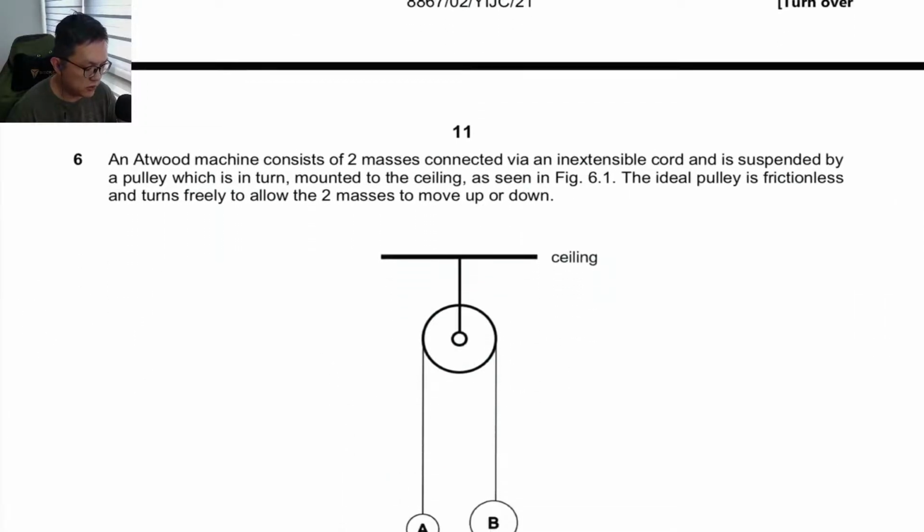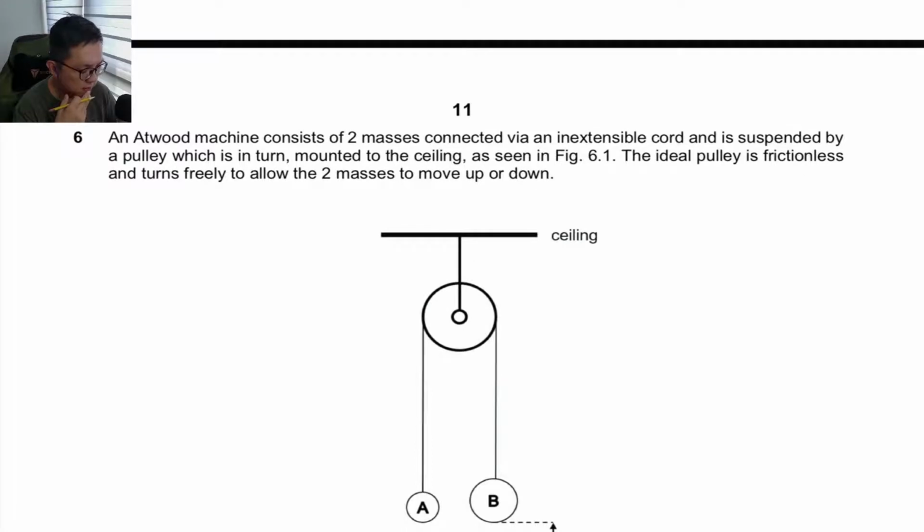Question 6, you have an Atwood machine consisting of two masses connected via an inextensible cord. Right, so the cord is inextensible. This tells you that the acceleration of A will always equal the acceleration of B. Just that, okay, the direction will be different, of course. So these are vector quantities.